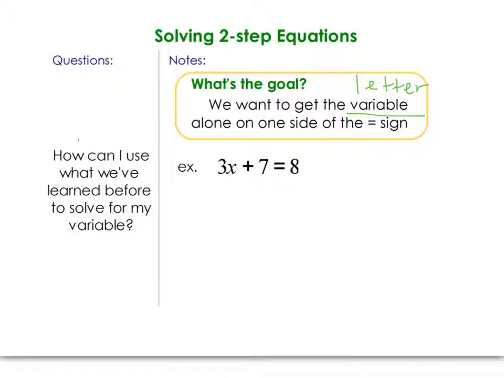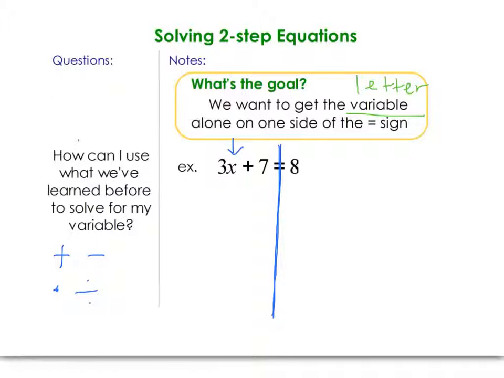If I look at my example, it says 3x plus 7 equals 8. I'm going to draw a big old line going through my equal sign. So I'm trying to get this x alone on the left side of that big blue line. So how can I use what we've learned before to solve for my variable? Well, we've talked about inverse operations, and we said the opposite of addition is subtraction. The opposite of multiplication is division, and vice versa.